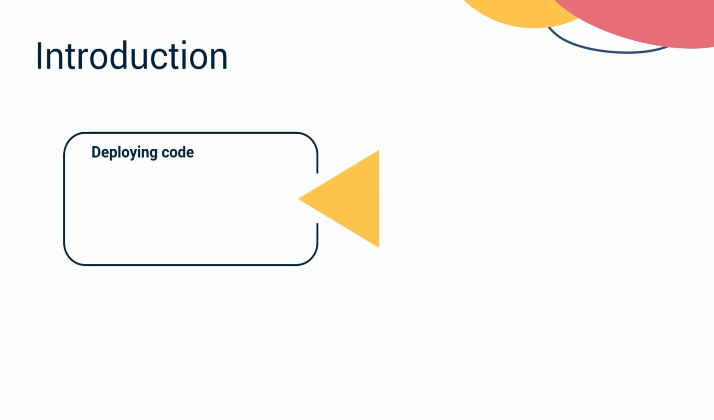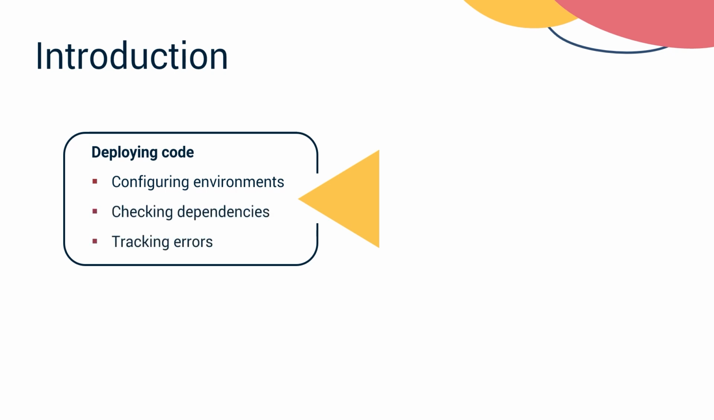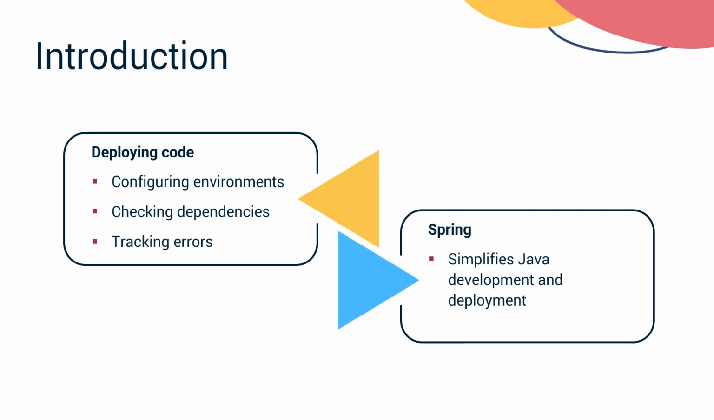Deploying Java code once involved several complex steps, such as manually configuring environments, checking dependencies, and carefully tracking down errors. However, the Spring framework has simplified this process. Let's explore the essential components associated with the Spring framework.